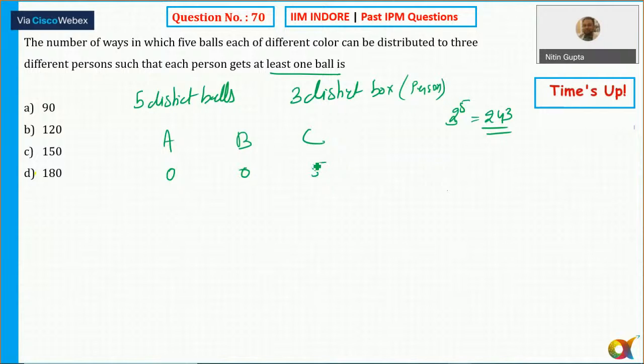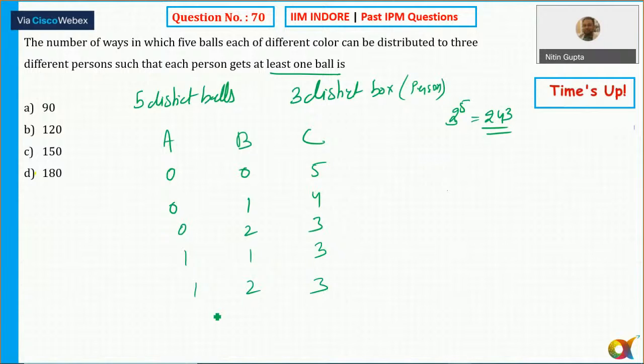5 बॉल है. If I say all the 5 balls goes to exactly one person, so 005. Or I can say if the 5 balls are distributed among exactly 2 persons, so 014, or I can say that is 023, or 113, or I can say 122. So ये 5 cases बनते हैं.